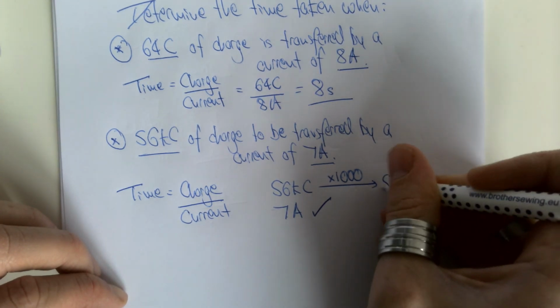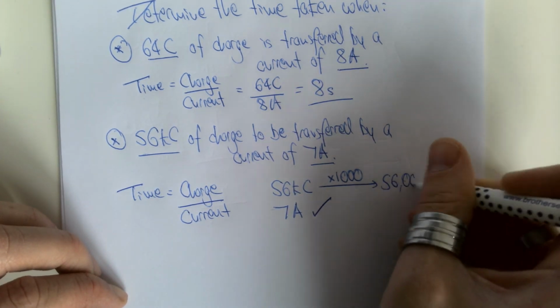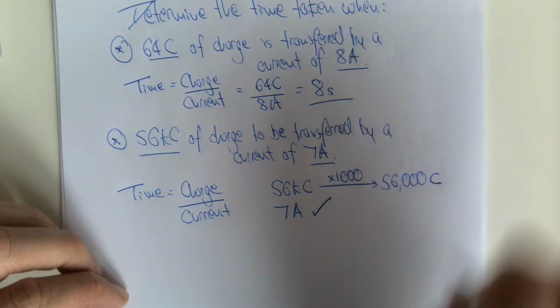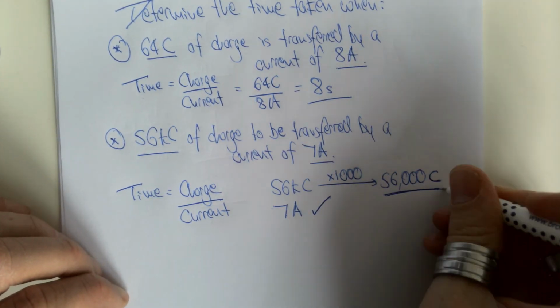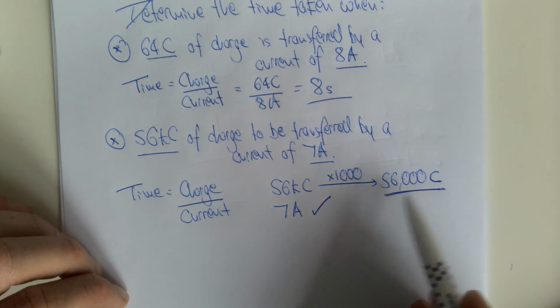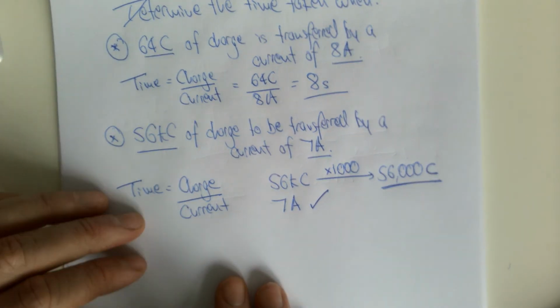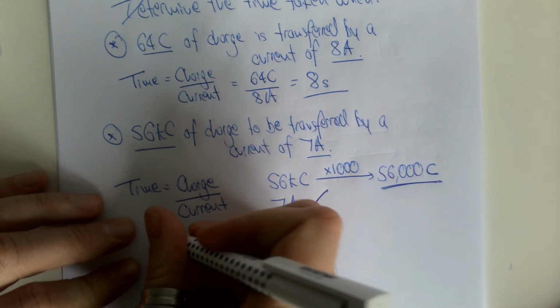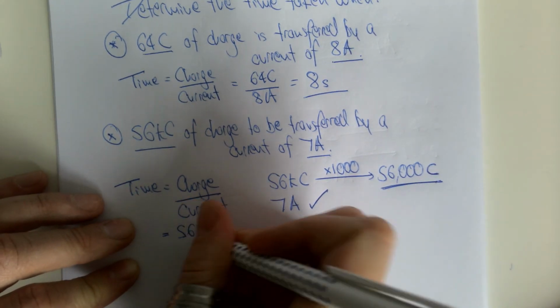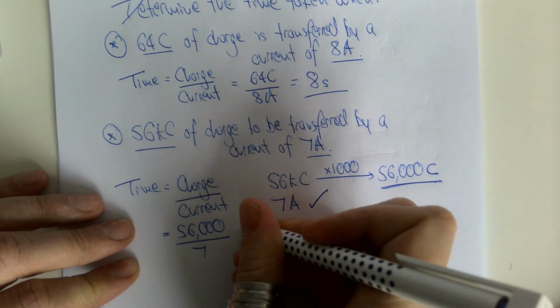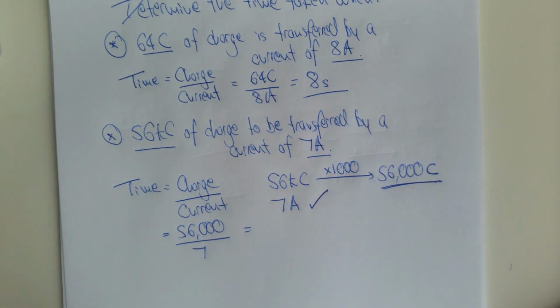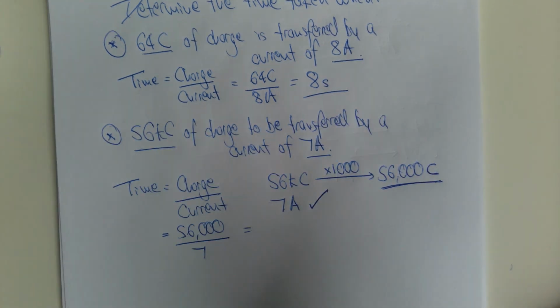So 56,000 coulombs is the same as 56 kilocoulombs. Before we carry out our division, we need our unit to be in coulombs. Now that we've got that, we simply plug our values into the equation: 56,000 divided by 7. If you pop that into a calculator, 56,000 divided by 7 gives you 8,000.